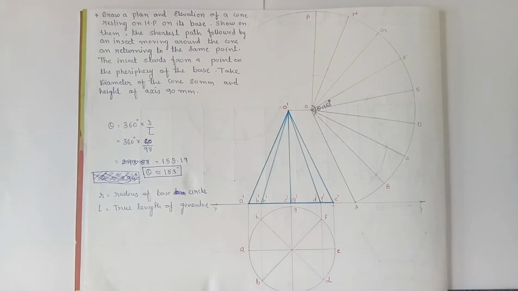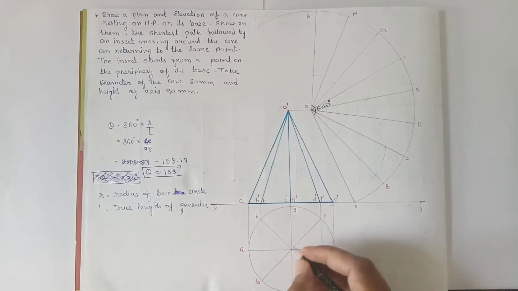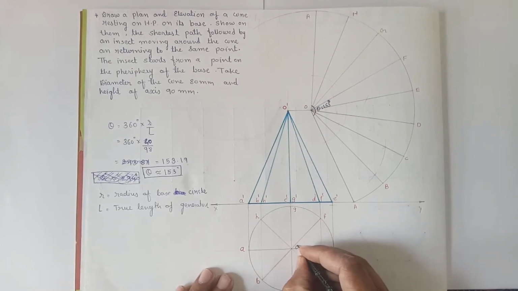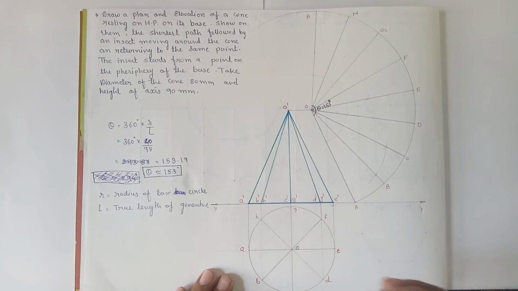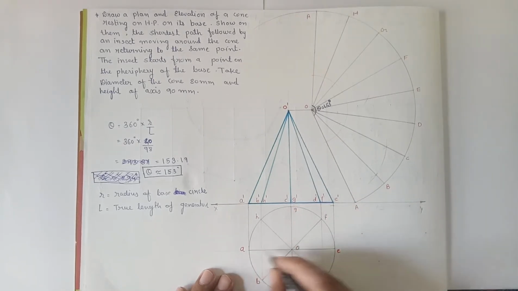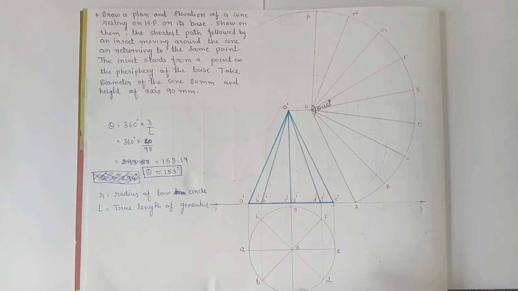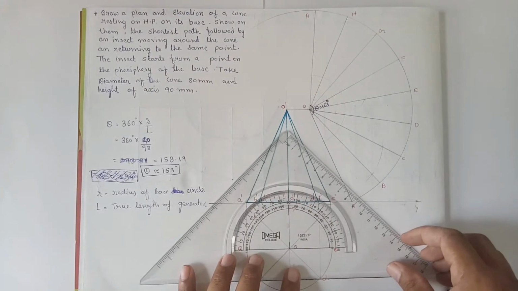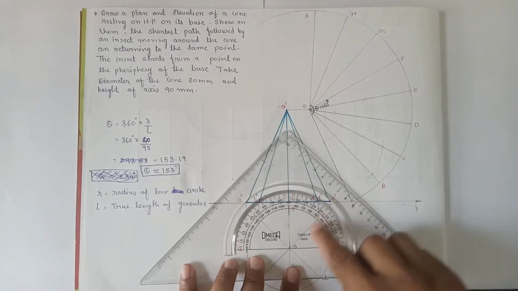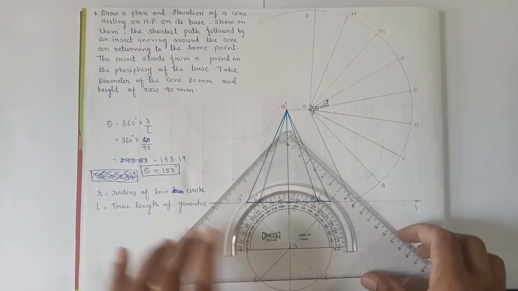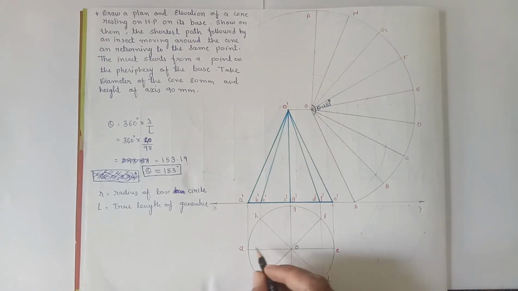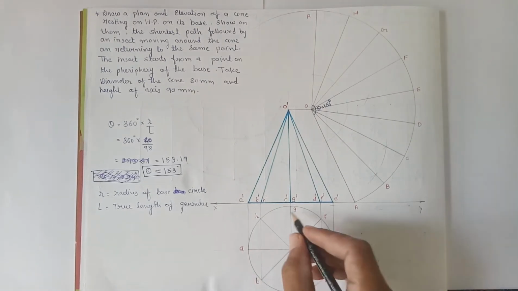The center of the circle will give us the elevation of the apex point of the cone. This will be the plan of the apex point, O. Now draw the horizontal and vertical diameters. The horizontal diameter will be parallel to the XY line, and the vertical diameter will be perpendicular to the XY line. Then divide the circle into 8 equal parts, by measuring an angle of 45 degrees on both sides, and name the points A, B, C, D, E, F, G, H.